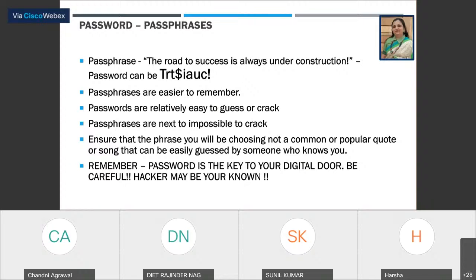Some companies have made a rule that employees should have a 16-character password and use passphrases in place of passwords. For example, if I have a sentence, the road to success is always under construction, you can take the first letter of every word. As English teachers, you know so many phrases. Make some of the phrases your passphrase and create a password. These are easy to remember. Passwords are otherwise relatively easy to guess or crack.